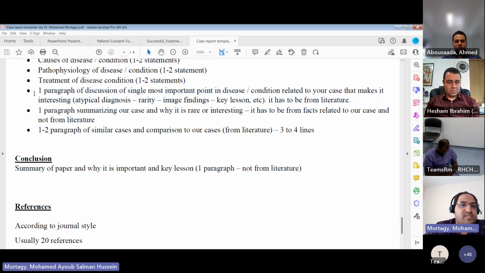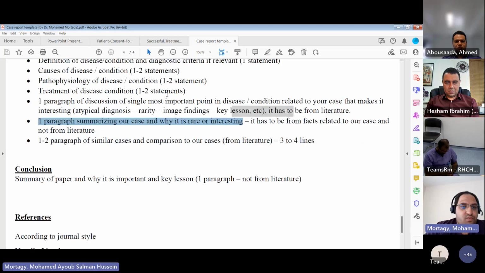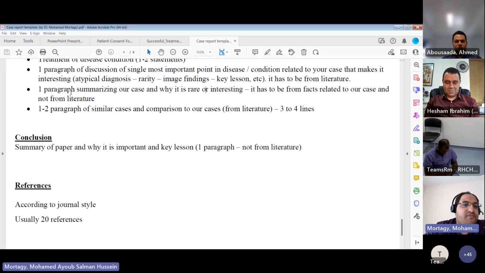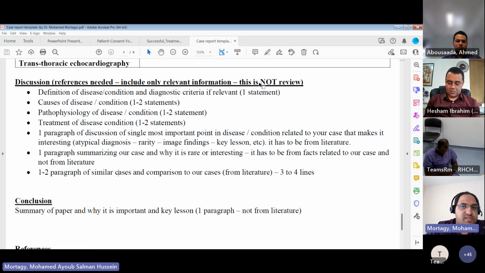And then one paragraph summarizing the case again that you discussed before, just one paragraph, and linking the literature to it and why it's interesting. And then maybe if you found similar cases, you can write 1 to 2 paragraphs about that and just compare and contrast. Like, oh, we found similar cases that did this and this, we did the same and it didn't work or worked, or this is different from our case, this is similar to our case. Just 3 or 4 lines, not more than this.